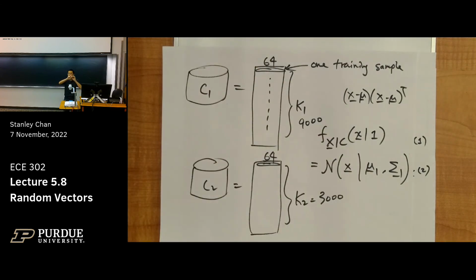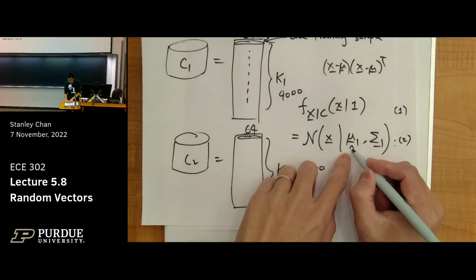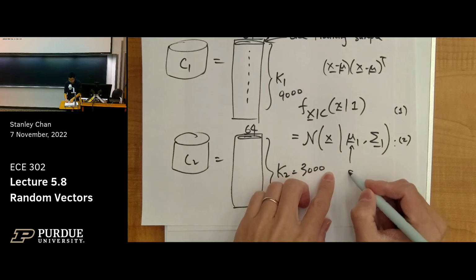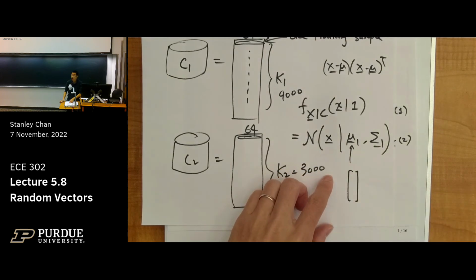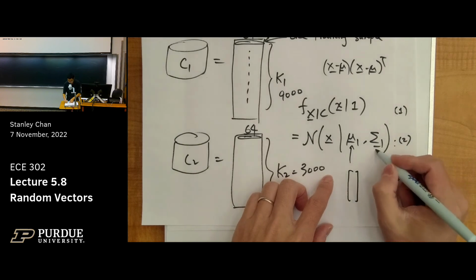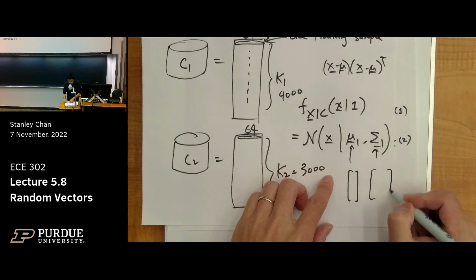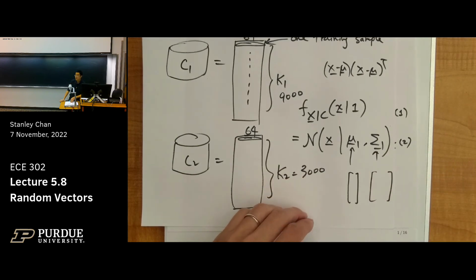Whether they want each sample to be organized in a row or in a column, I forget that format. So please check to make sure that your mean vector is a 64 by 1 vector. Okay? Your covariance matrix has to be a 64 by 64 covariance matrix.